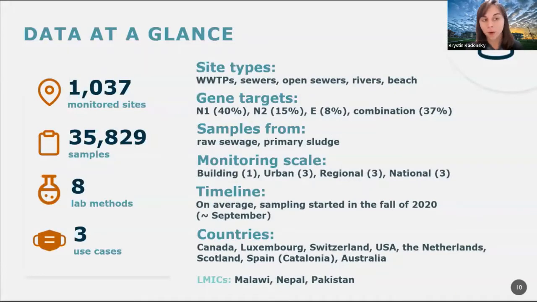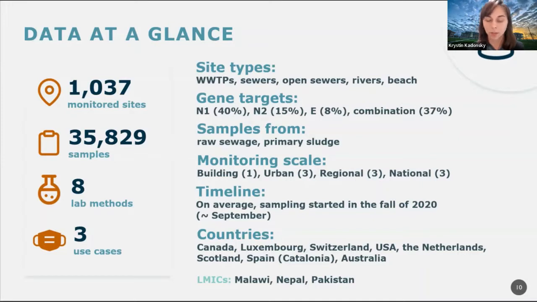Further looking at the data, we have over 1,000 monitored sites, almost 3,600 samples, 8 lab methods, and 3 use cases. For site types or sampling locations, as I mentioned before in the wastewater-based epidemiology diagram, sampling locations are wastewater treatment plants, sewers, open sewers, and non-sewered areas such as rivers or beaches. Our gene targets that we typically see are N1, N2, and E, or a combination, and the combination is usually N1 and N2 together. We sample from raw sewage as well as primary sludge, with a monitoring scale of building, urban, regional, and national. The one building level dashboard that we have is from New Mexico.